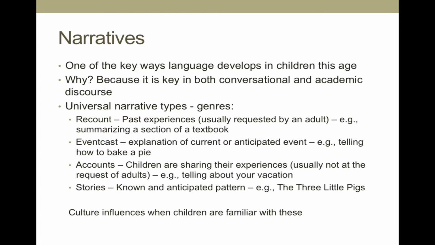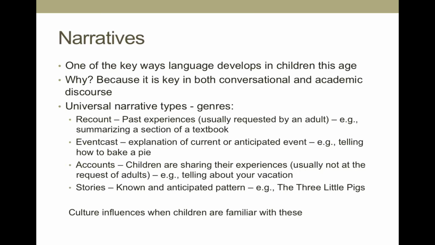Another example of a narrative type is an event cast. Here there is an explanation of an event that happens. We might think about this in terms of sharing how to do something. For example, a child might be describing how to make a peanut butter and jelly sandwich, or an adult might be giving you directions of how to get to a place.